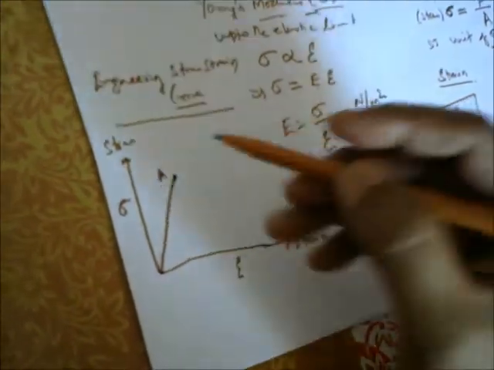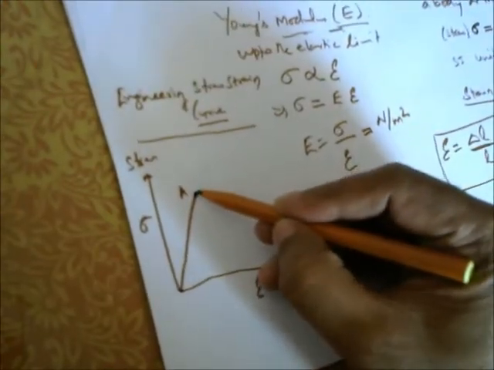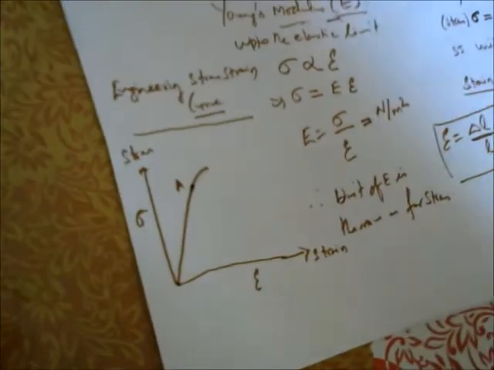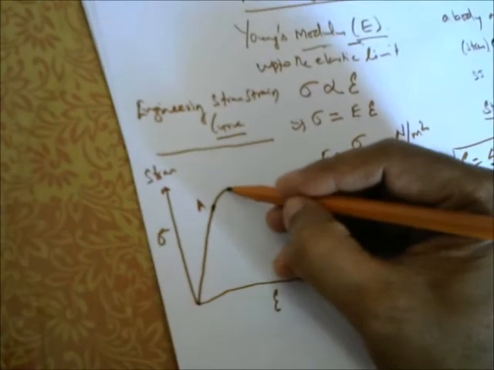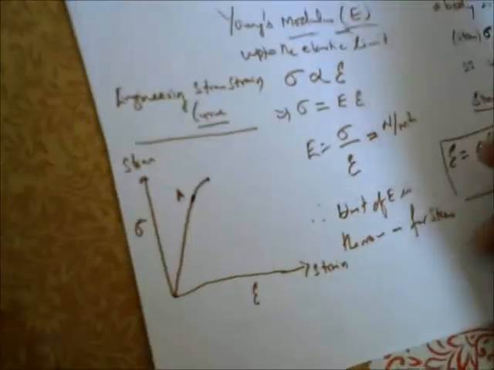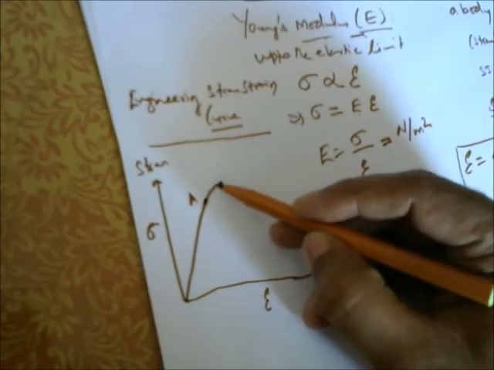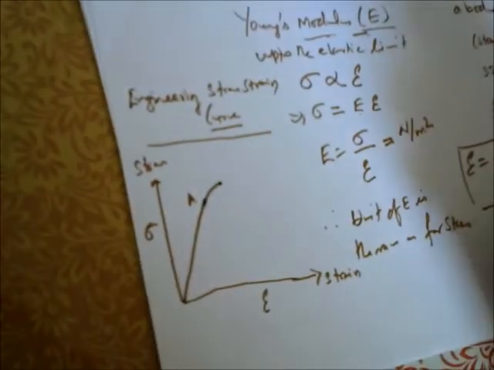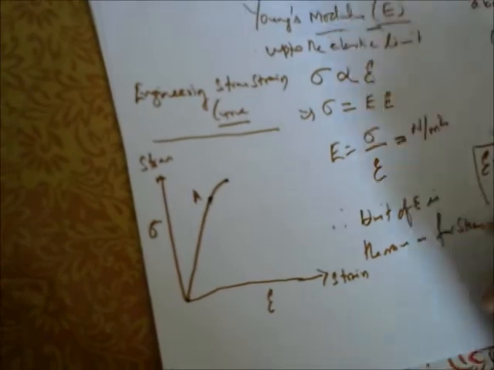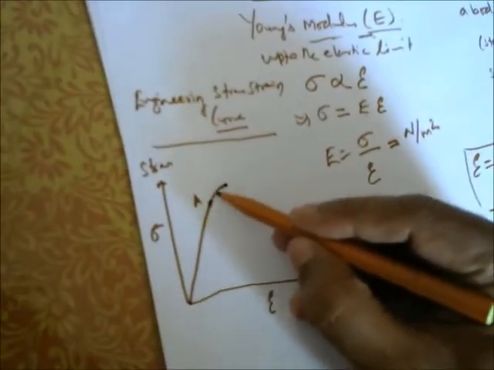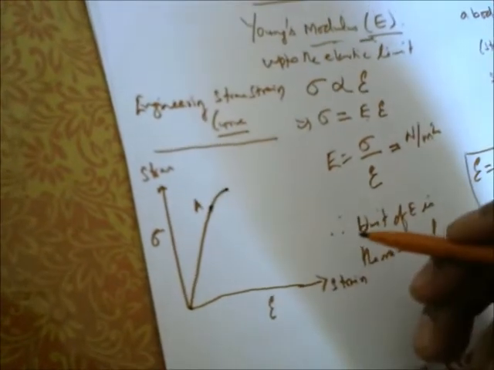And from here, up to some point, the deformation will occur, and again it will come back to its original position. It depends on the situation, depends on the body. But from here, permanent deformation will start.